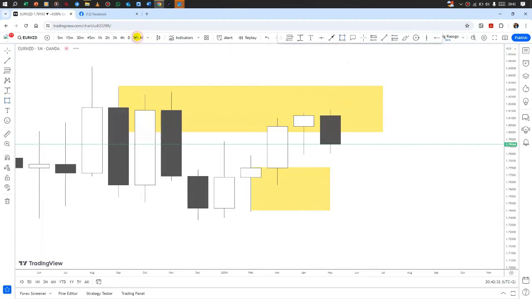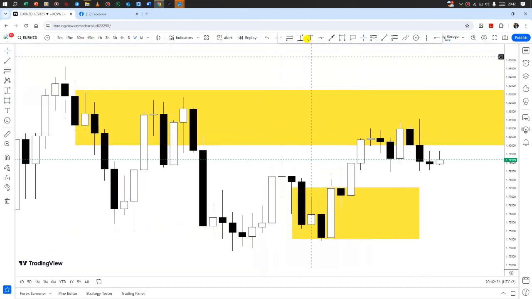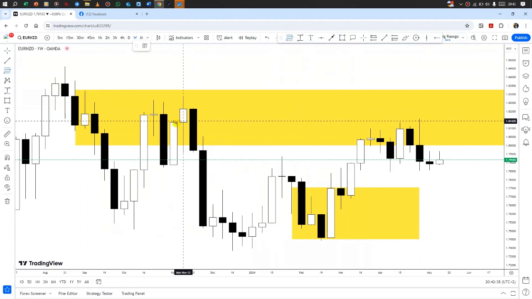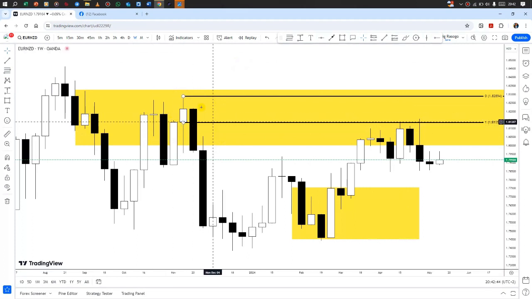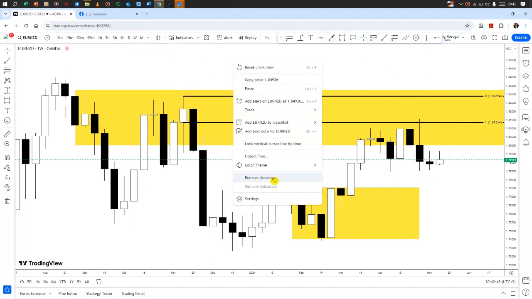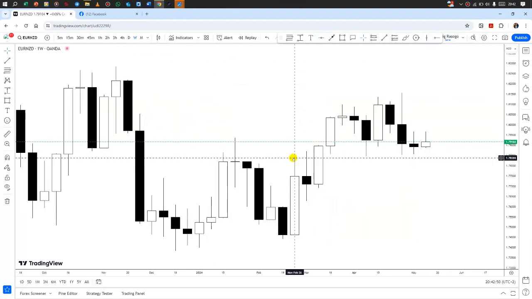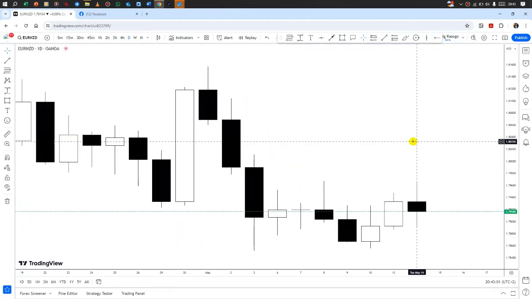On the weekly time frame, we can also say that the price is rejecting from this weekly supply zone here, so we can say that it's bearish. So EURNZD is bearish on the monthly and the weekly time frame due to the fact that the price is rejecting from a monthly and a weekly supply zone. Let's go to our daily time frame.